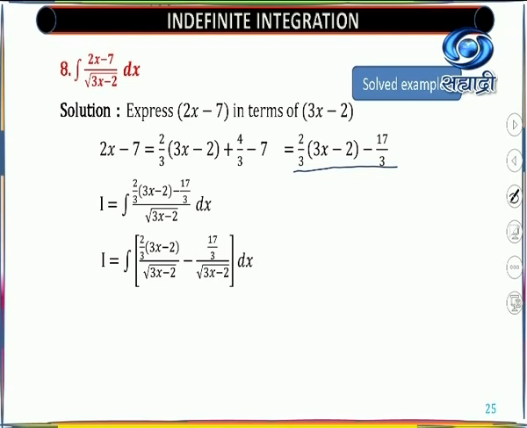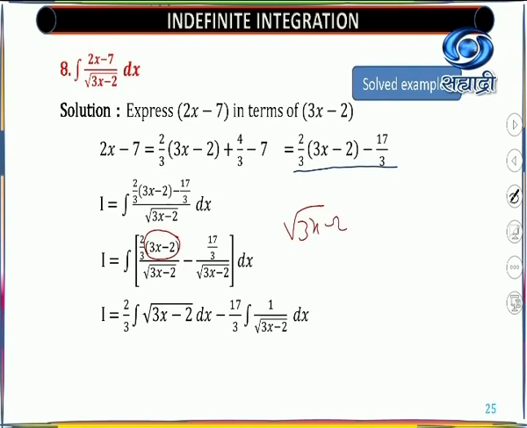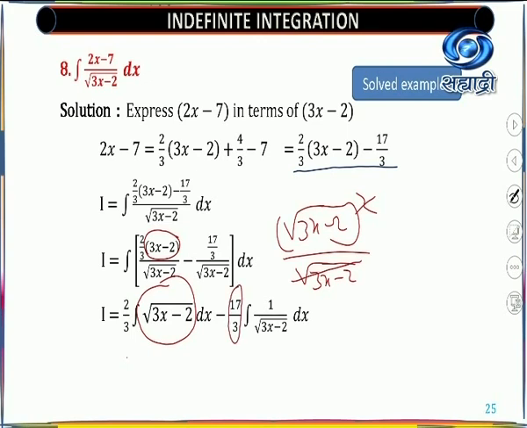Now you have two terms, so separate the integral for the two terms, that is by using theorem 2. So you will get 2 upon 3, and as I just explained, 3x minus 2 is nothing but (root of (3x minus 2)) squared upon root of (3x minus 2). So one factor of 3x minus 2 will get cancelled, and therefore you get root of (3x minus 2). 2 upon 3 is a constant, so it is out of the integral sign. Here again, 17 upon 3 comes out of the integral sign, as it is a constant. You will get integral of 1 upon root of (3x minus 2) dx.